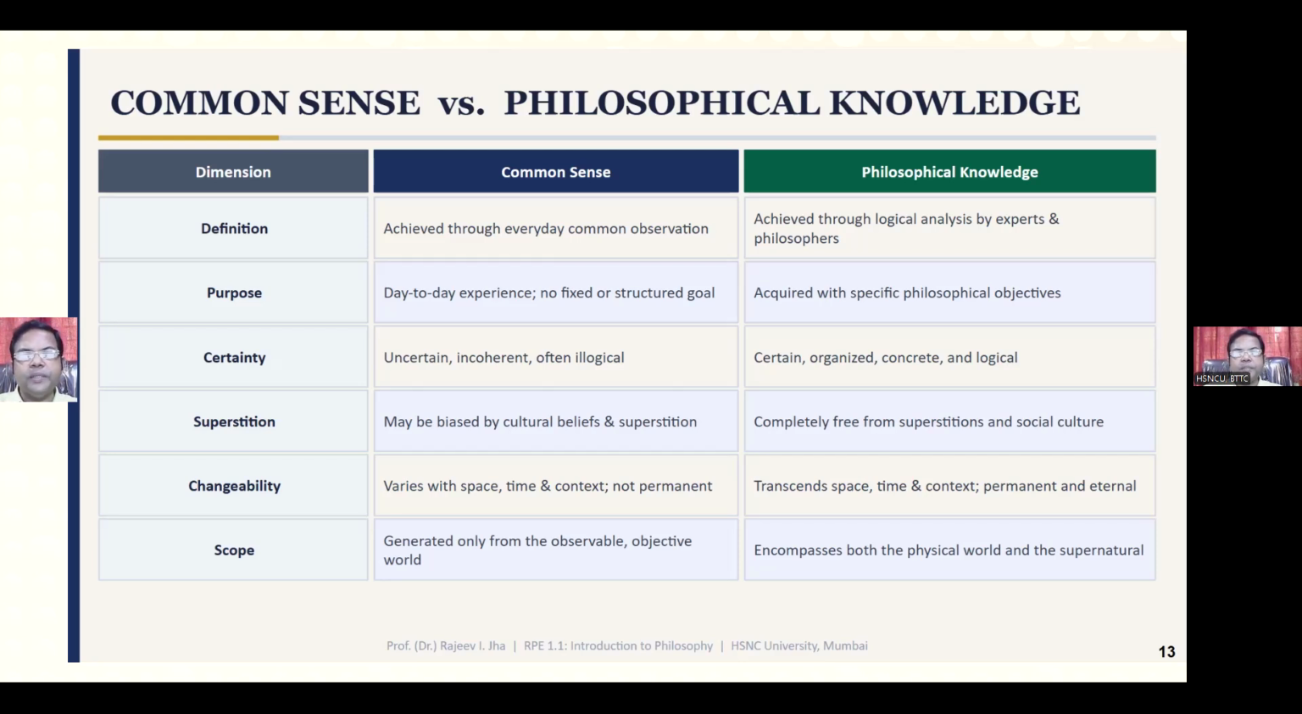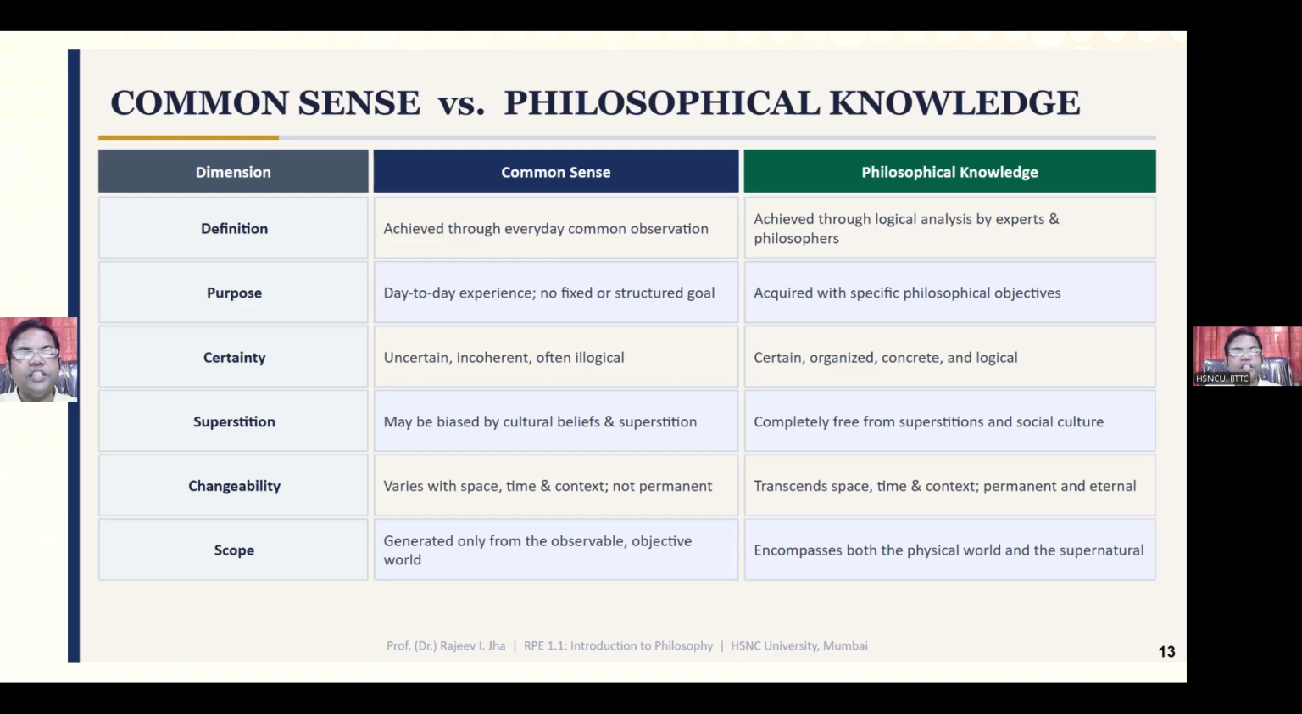The dimension of superstition is equally telling. Common sense is often biased by cultural beliefs. What is acceptable? What is respectable? What is expected? In law, many legal principles that were considered unquestionable for centuries, such as the legal personality of corporations or the criminalization of certain behavior, were challenged precisely by philosophical argument.